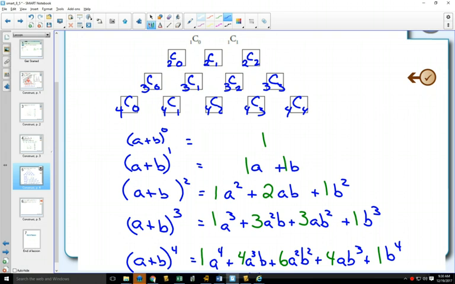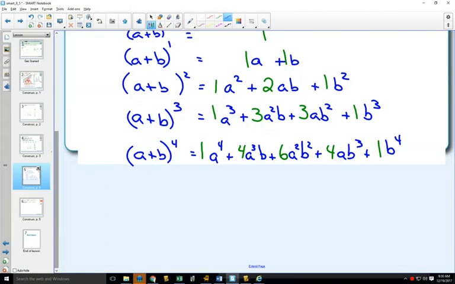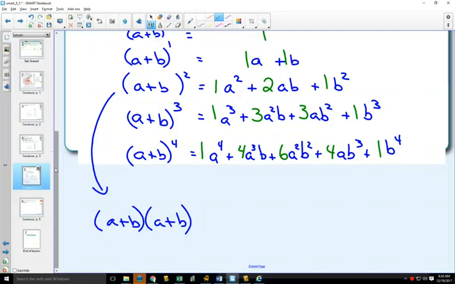So why do our combination numbers show up in the binomial theorem? Well, what's happening when you multiply? So let's start with one that you know. Let's just start with a plus b times a plus b. Because you know that these are all of the choices that you have when you multiply it out.